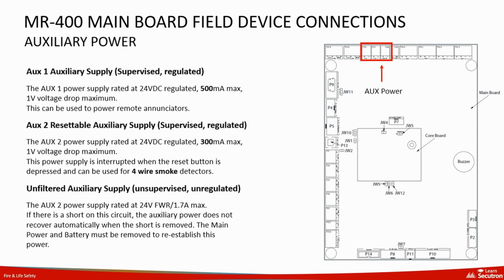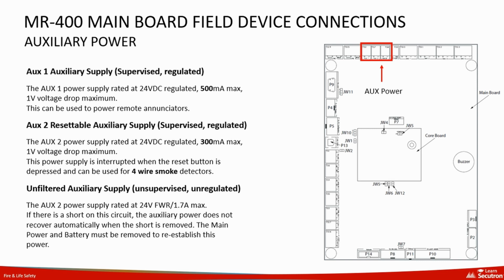The MR-400 control panel includes 3 types of auxiliary power supplies. The AUX1 supply is supervised and regulated, offering 24 volts DC at 500 milliamps maximum, suitable for powering remote annunciators. The AUX2 supply is also supervised and regulated, providing 24 volts DC at 300 milliamps maximum with the capacity to be reset, making it ideal for 4-wire smoke detectors.